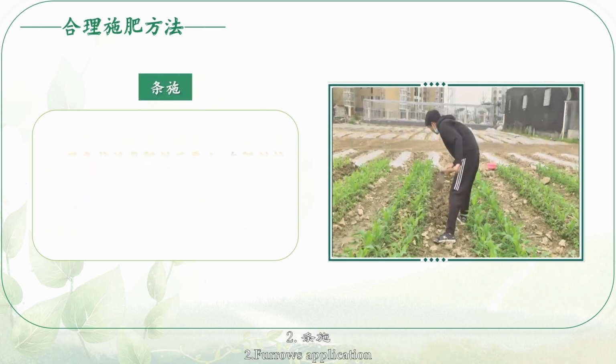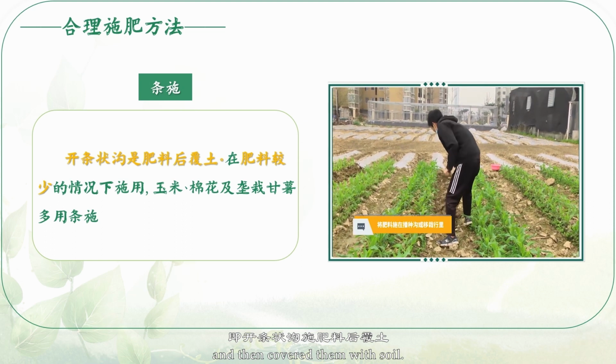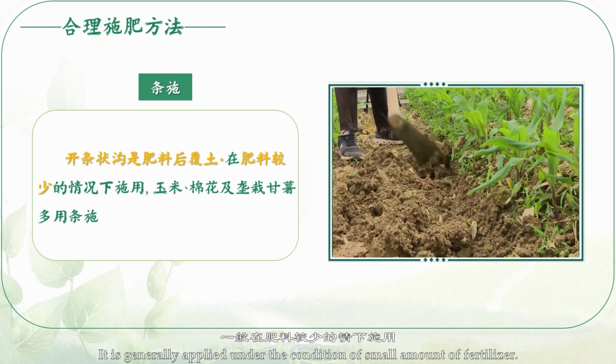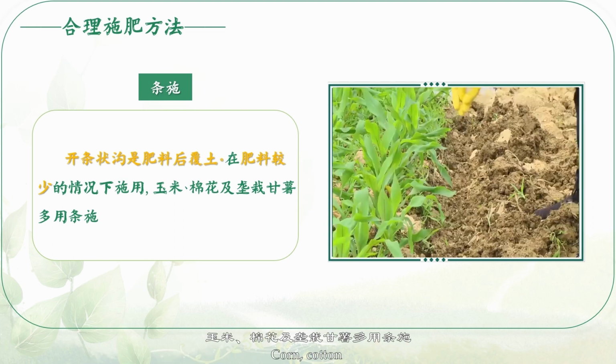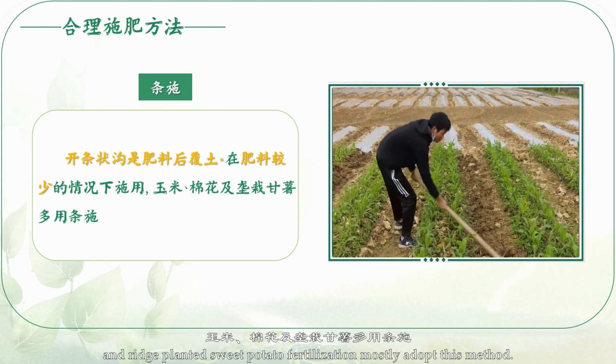2. Furrows application. That is to open strip furrows to apply fertilizer and then cover them with soil. It is generally applied under the condition of small amount of fertilizer. Corn, cotton, and ridge plant sweet potato fertilization mostly adopt this method.